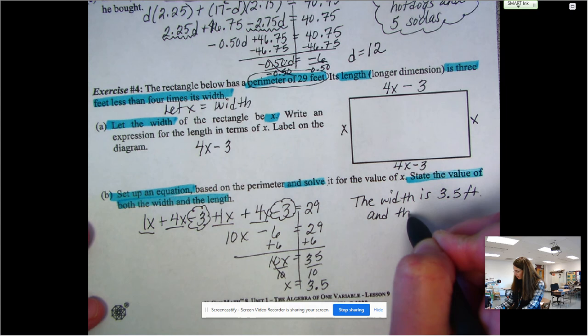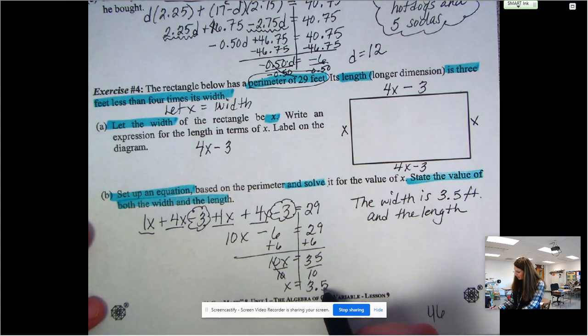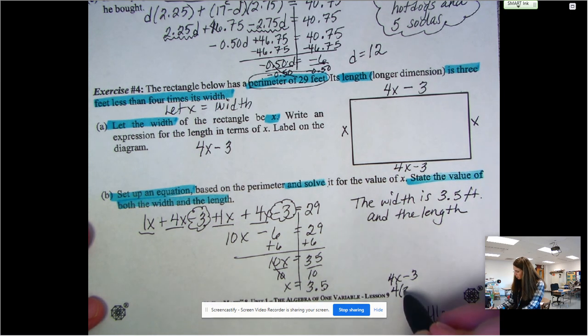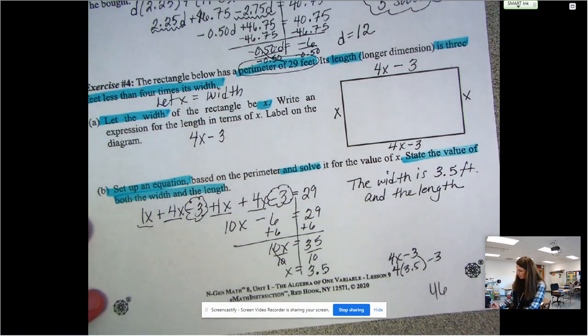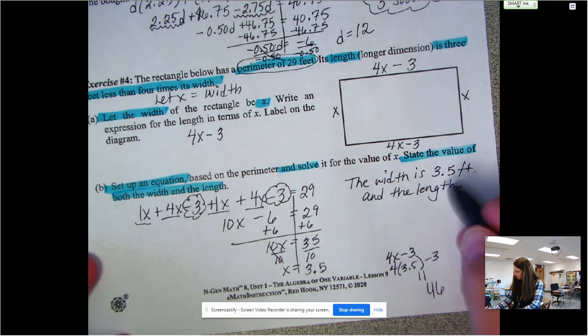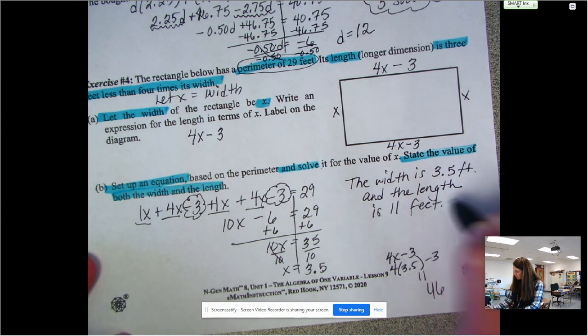And the length, now we actually have to solve for the length. So we take our x and we plug it in to the expression for the length. 4 times the x, 3.5, minus the 3. Let's type that in. 4 times 3.5 minus 3. I get 11. The length is 11 feet. Bubble cloud.